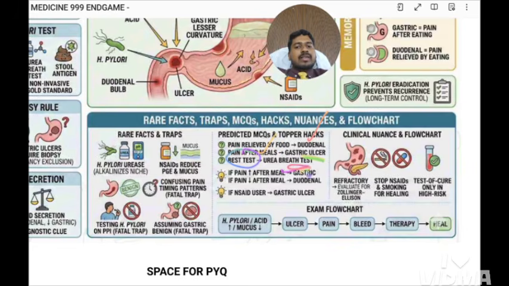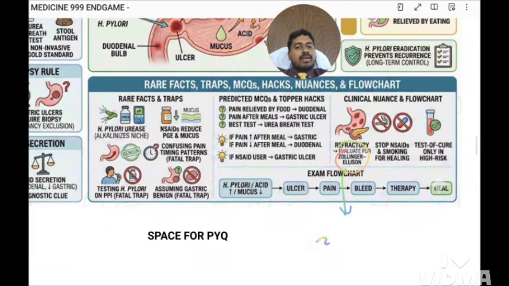Best test is urea breath test. This I have told you. If NSAID user, then think of gastric ulcer. Okay. In case of refractory ulcer, also think of one syndrome known as Zollinger-Ellison syndrome, where there will be increased gastrin secretion. Gastrin is a hormone. It is seen typically in MEN syndrome. Okay, in MEN syndrome, and in some forms of tumors, you will see this increased gastrin secretion. It is known as Zollinger-Ellison syndrome. There you will see multiple ulcers.